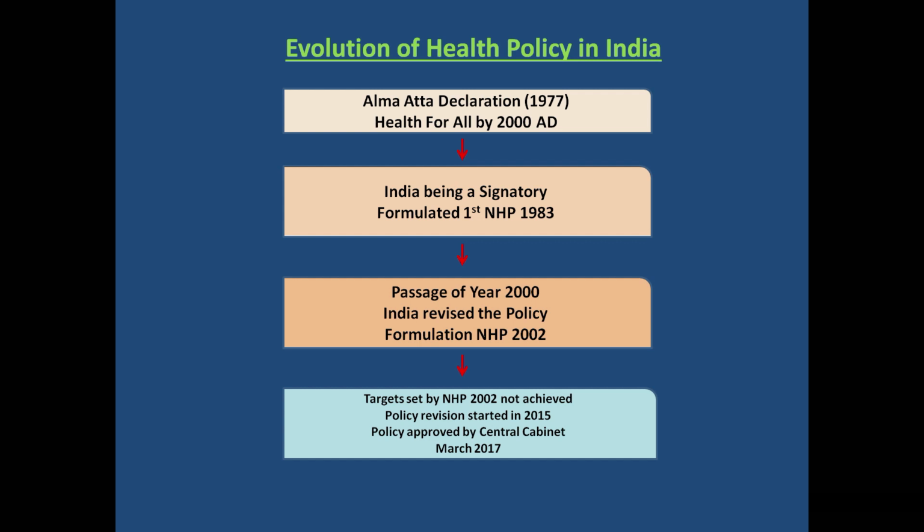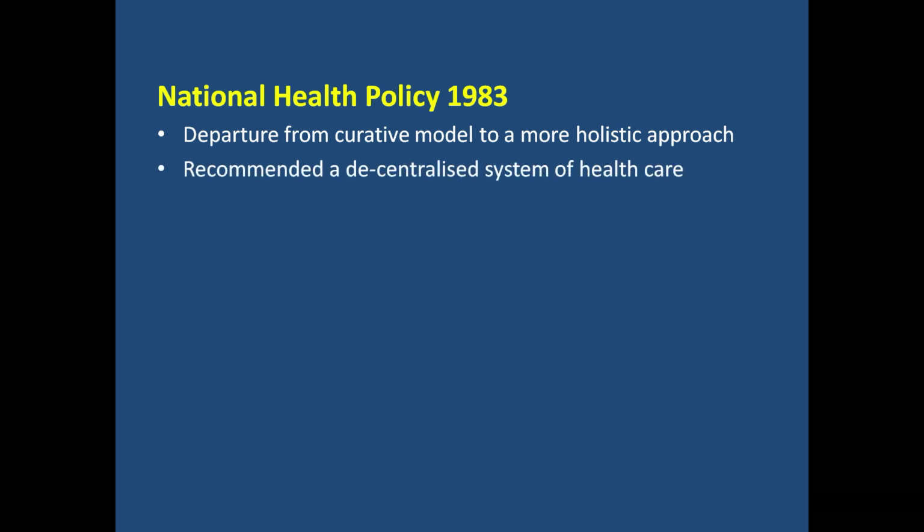If you look at the National Policy 1983, the first one that was formulated, there was a departure from a curative model to a more holistic approach. We have what we call a more comprehensive health approach, really focusing on prevention, promotion and rehabilitation aspects also. And the policy in 1983 recommended a decentralized system of healthcare, because previously we knew that it was concentrated in the cities. It wanted healthcare to be in the peripheral areas with a well established health system and all the infrastructure and facilities available.